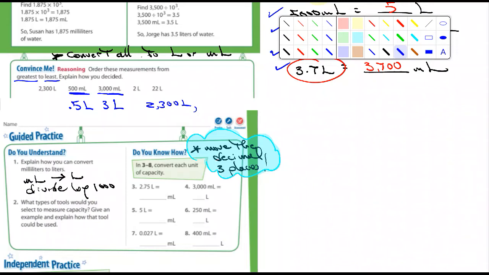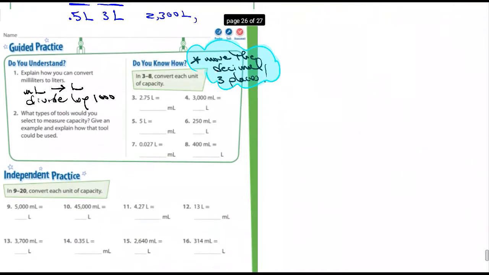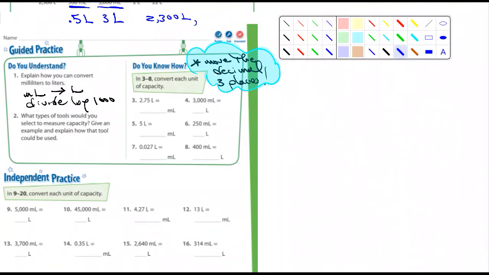Okay, guided practice. Let's look at that real quick here. What I wanted to emphasize, and I mentioned this earlier, is that you simply move the decimal 3 places, either to the left or to the right. So let's look at number 1 here, and I answered that for you. It says, how can you convert milliliters to liters? So I just drew milliliters to liters, and I wrote down divide by 1,000. So you guys can just copy that down right there. Number 2, it says, what type of tools would you select to measure capacity? Well, think about it, and you can put 1 or 2 of them down.